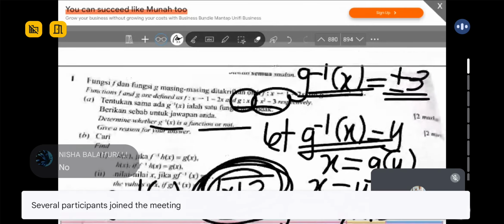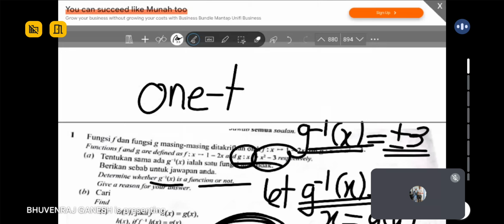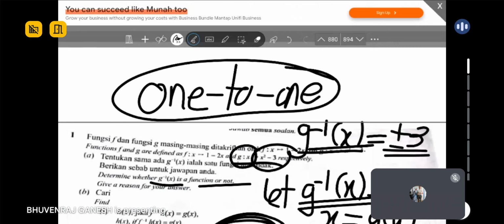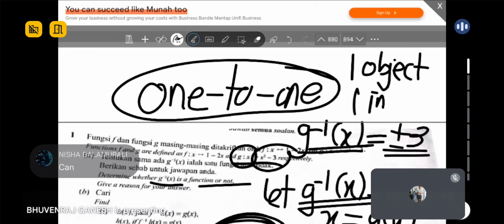Okay, guys, you must remember, only one-to-one function will have an inverse function. This concept you must understand. Hanya hubungan satu kepada satu sahaja akan ada fungsi songsang. Can you all understand? One-to-one means that one object, one image. Satu objek, satu image sahaja.